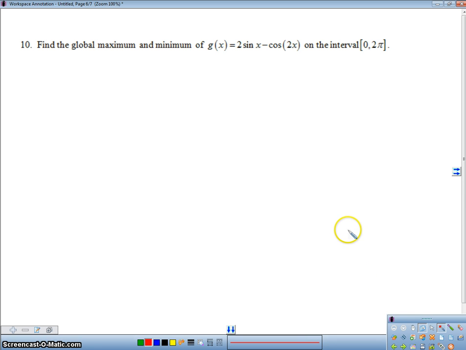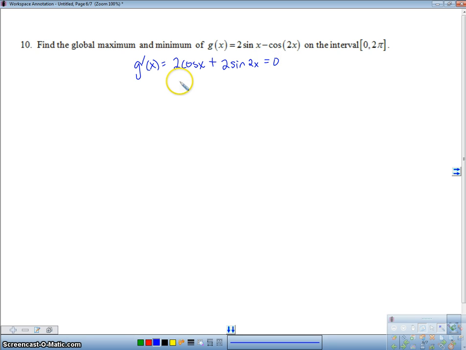Find the global maximum and minimum of g of x equals 2 sine x minus cosine 2x. So this one takes a little bit of work here, guys, so I'm going to try to not rush through it too much. We're going to take the derivative. So we get 2 cosine x minus 2 sine, plus, because the derivative of cosine is negative sine, 2x. And then I have to do the derivative of the inside, so we've got chain rule, equals 0.